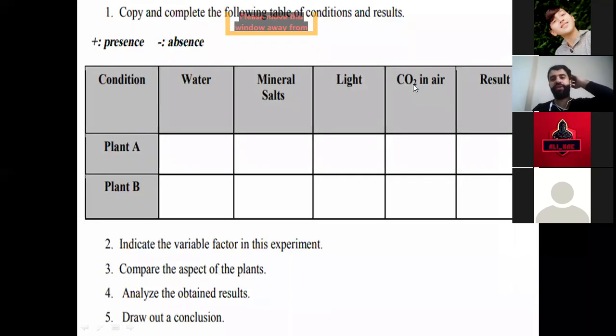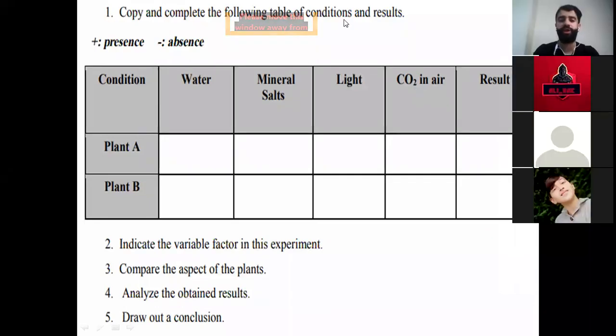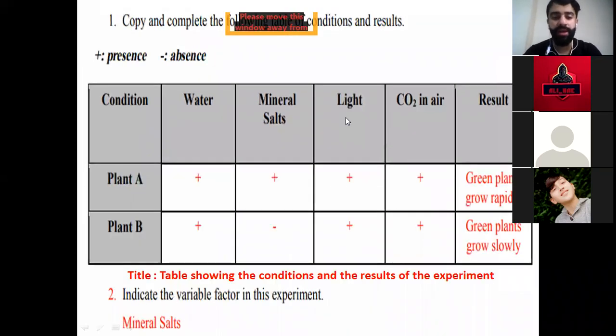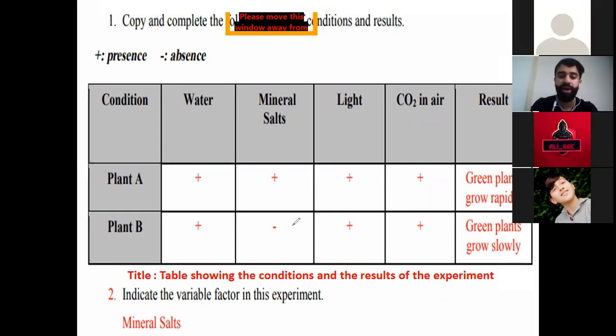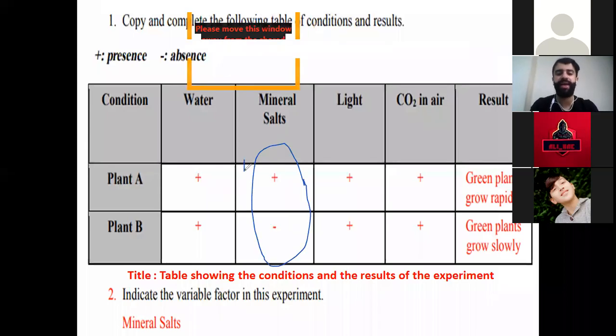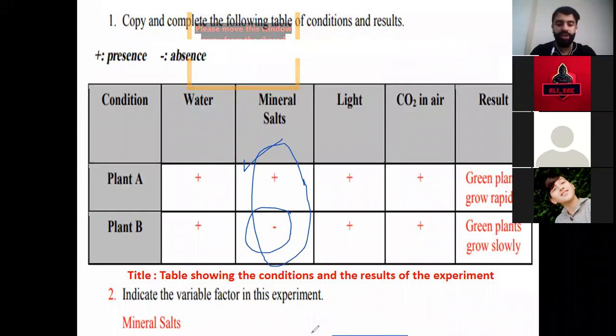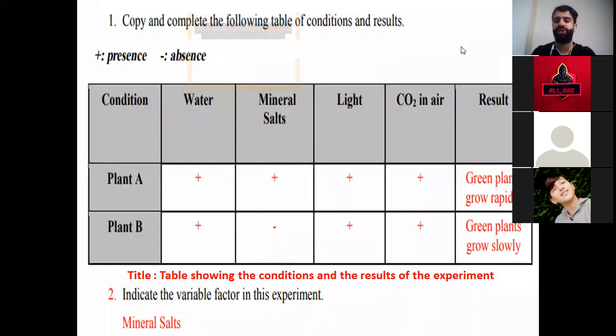So here, table of conditions. How many conditions do we have? We have four. Number one, it's the water. Two, mineral salts. Three, the light. And four, the CO2. And finally, we have to put the result. So filling the table, draw the table using a pencil, fill it using a pen, and sure you have to use the ruler while drawing the table. So all of them are plus, plus, plus, plus, except for the mineral salt, which was present in plant A and absent in plant B. That's why mineral salts, as Jude said, is the variable factor.